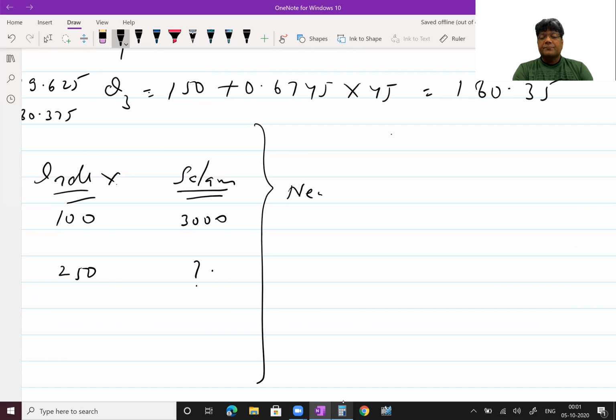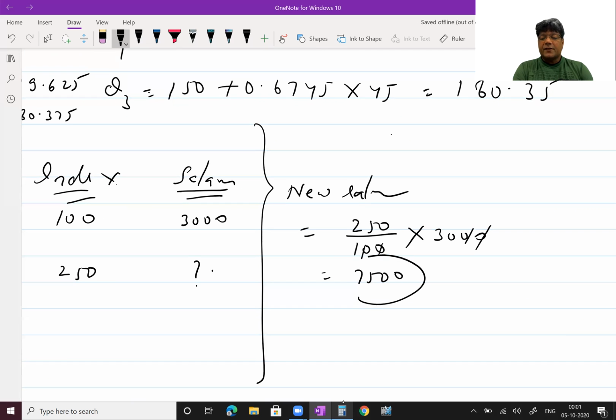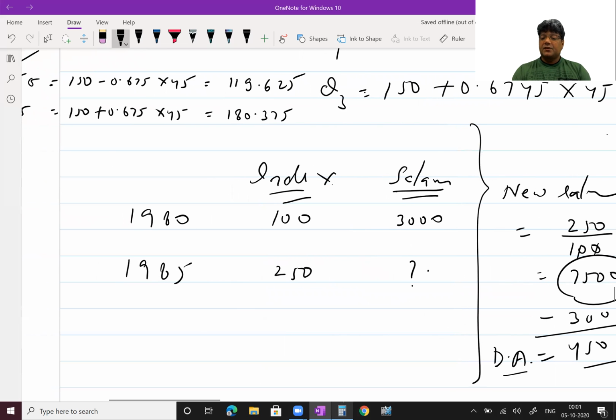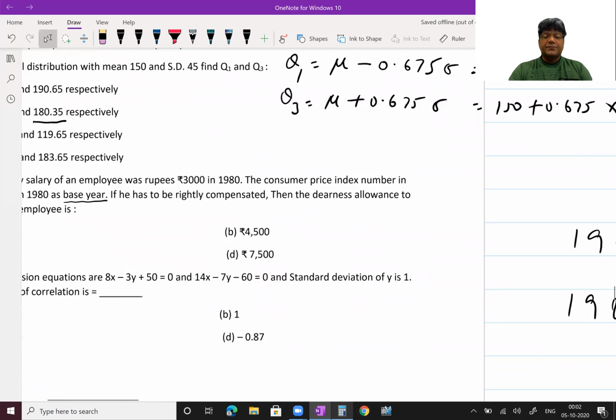Your new salary should be equal to the new index, that is 250, divided by the old index 100, into the old salary 3000. The zeros cancel, so it will be 7500. That means according to the new index, that employee's salary should have been 7500 to maintain the same standard. But he was getting 3000. So how much extra should he be paid? 7500 minus 3000, that is 4500, is the extra allowance called dearness allowance to be paid. 4500. Which option? B.